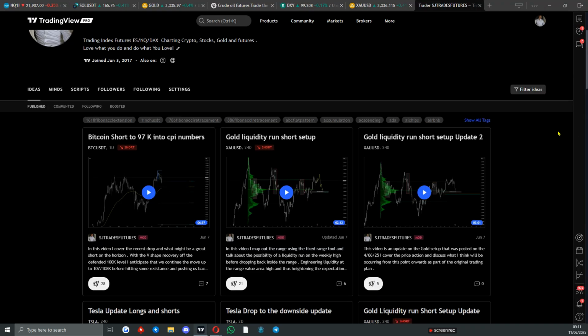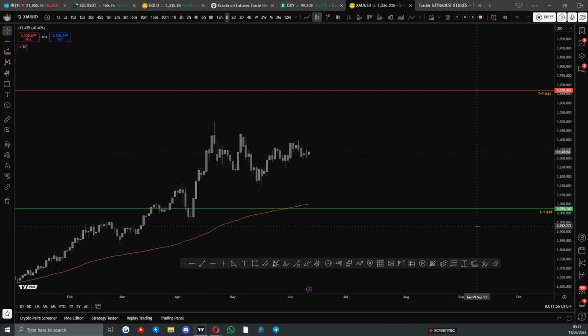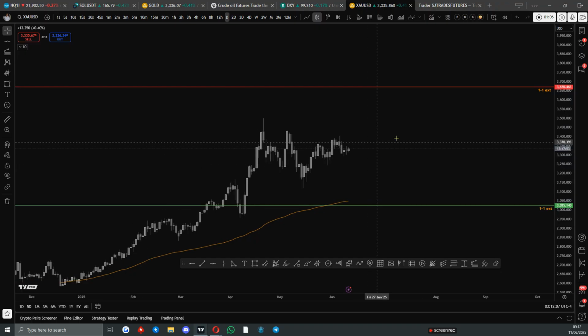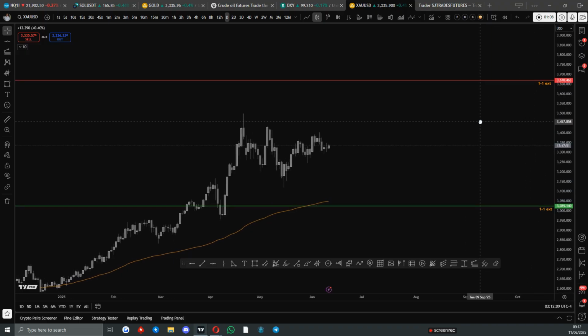What I'm about to show you today is more just levels that I want you to be aware of, in the eventuality that we get a violent move to the upside, downside, etc. So they're just important levels to have on your chart.